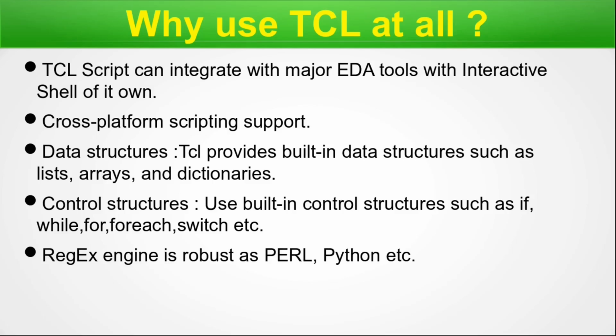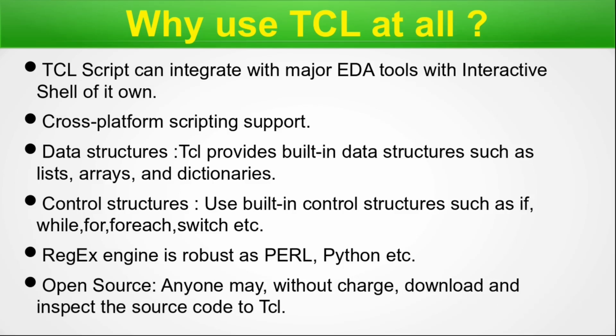Regular expression engine is robust, as in Perl, Python, etc. So Tcl has a built-in regular expression engine that you can use. There is a huge number of nets in an ASIC design. You are querying about a particular type of nomenclature, so you can use the regular expression there to sort only those particular types of nets, nomenclature-wise. In that case you can use a regex. This is a typical example, but it is not limited to this, and you can use it in any way that you want. Open source. Anyone may, without charge, download and inspect the source code of Tcl. If you want to see, it's up to you. So we are done with this section.